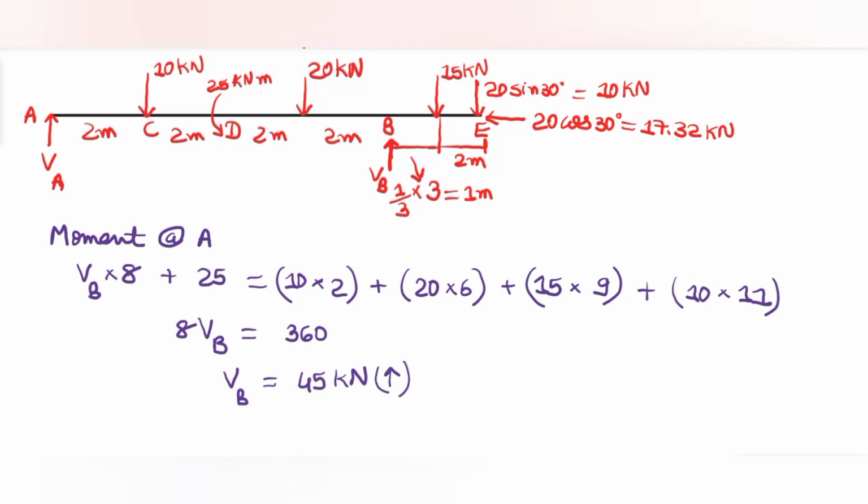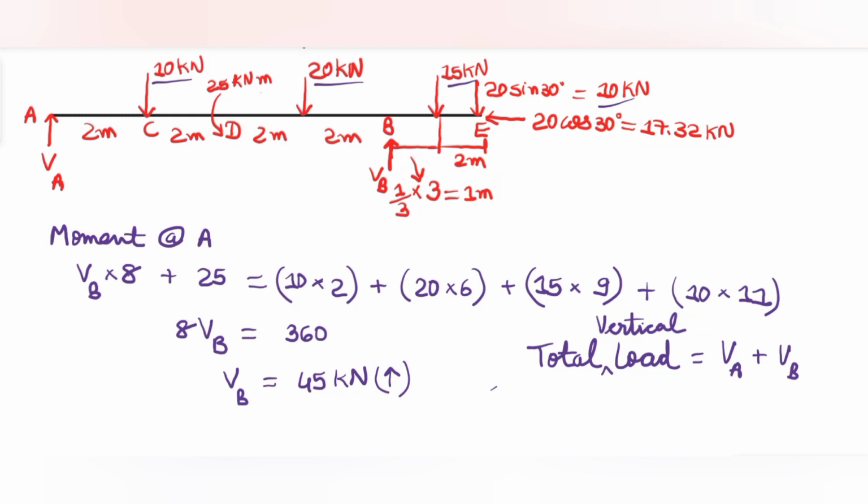Then VA plus VB is equal to total load, that is the total vertical load. Why am I using the word vertical here? Because here we are having one horizontal load which is 20 cos 30. Now this total load will be 10 plus 20 plus 15 plus 10, that is it will be equal to 55 kilonewton.